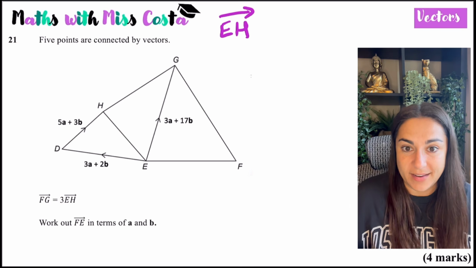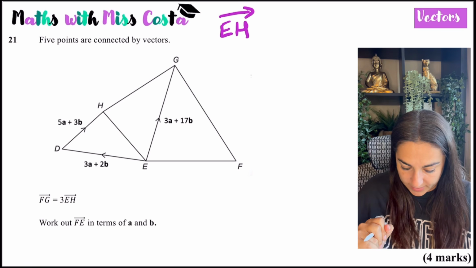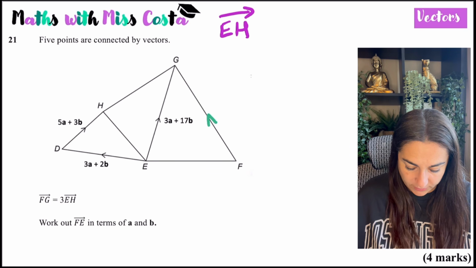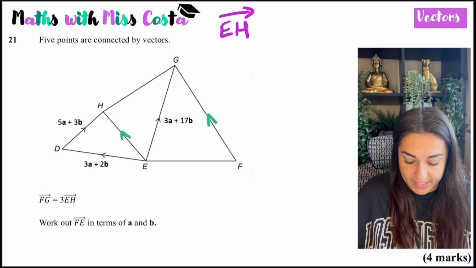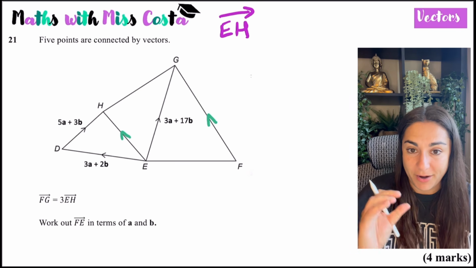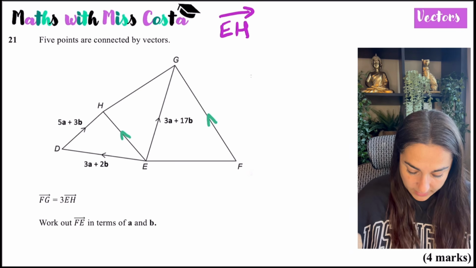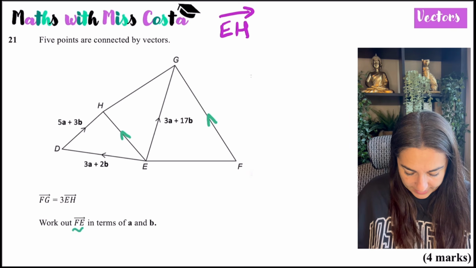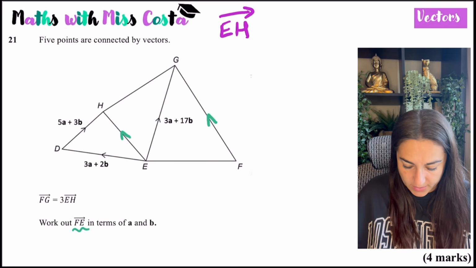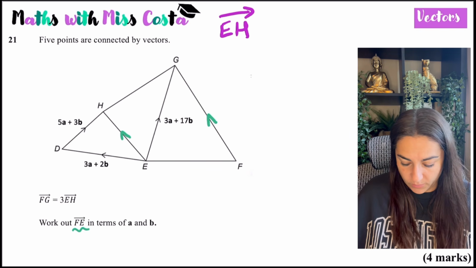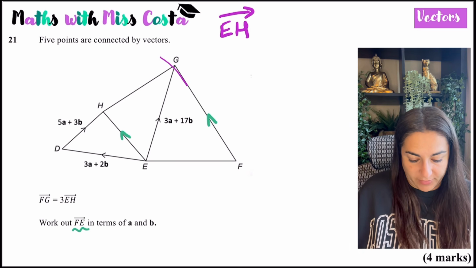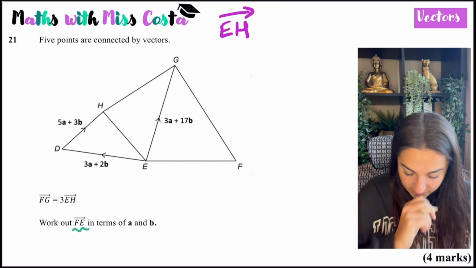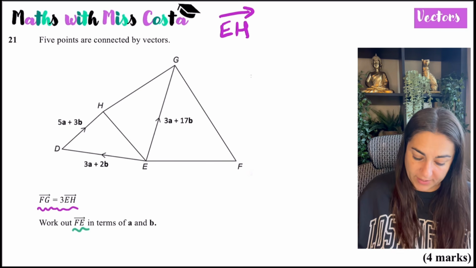Okay, so let's apply that to this question. So I'm told that the vector FG, so this vector here, is 3 lots of EH. Okay, so if that is the case, then these two vectors are parallel because parallel vectors are multiples of one another. But I don't think that's needed for this question. We'll find out. So I need to work out FE in terms of a and b. Again, how can I work out FE? Well, I'm going to need to figure out something so that I can go along a paved way. So let's think. They've given us a little clue here. FG is 3 lots of EH.